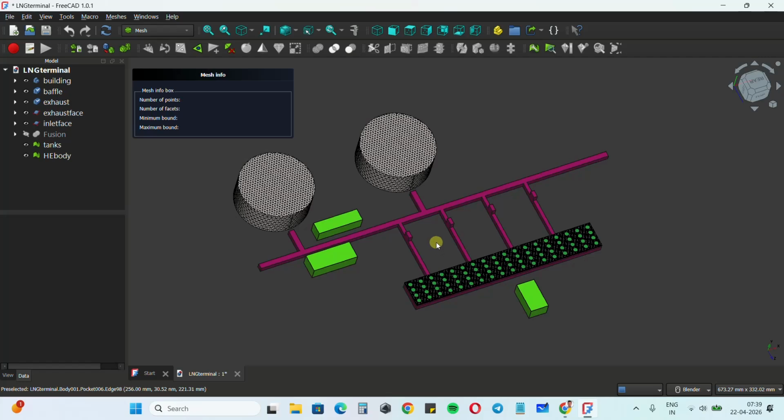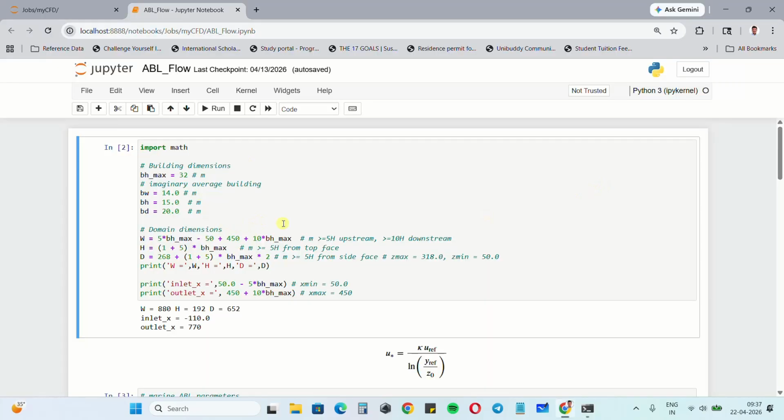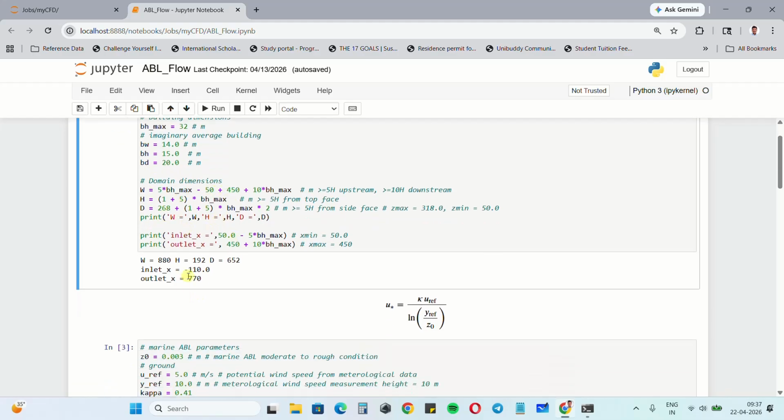Okay, now we can move to set up the background mesh. In order to set the domain, I have done some basic estimation of domain size following the best practice guidelines for atmospheric boundary layer flow. The storage tank height is 32 meters, so that's the tallest building in our geometry. I have considered an imaginary building made using the smallest dimensions of the geometries that we have. Accordingly I have estimated the overall dimensions of the domain to be this, and I have also positioned the plant geometry at the center of the domain. That's why you see these terms in between.